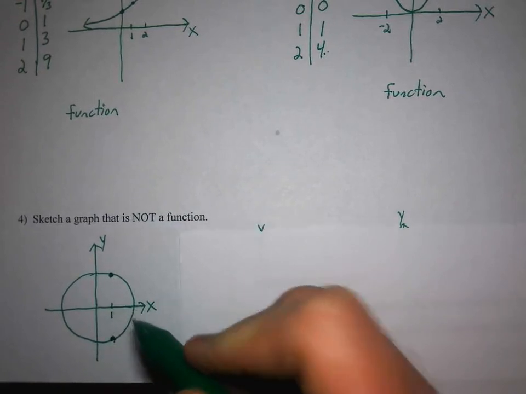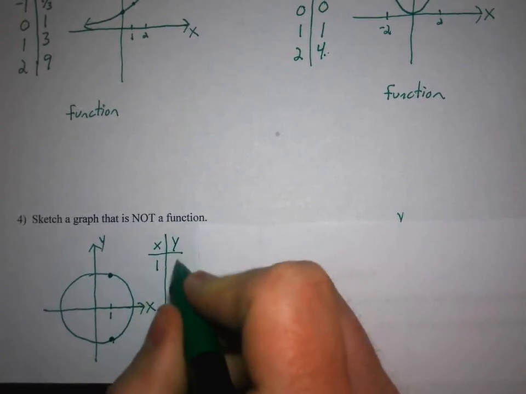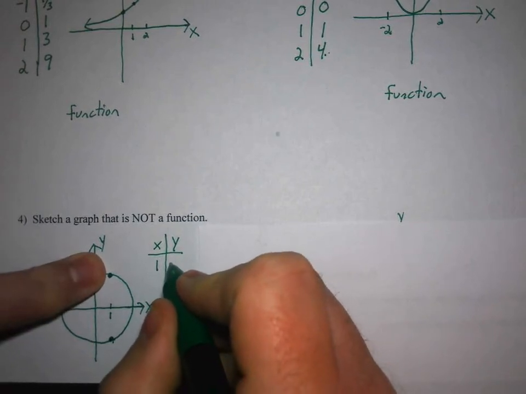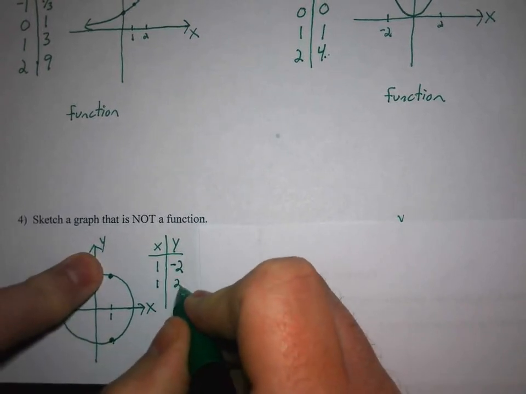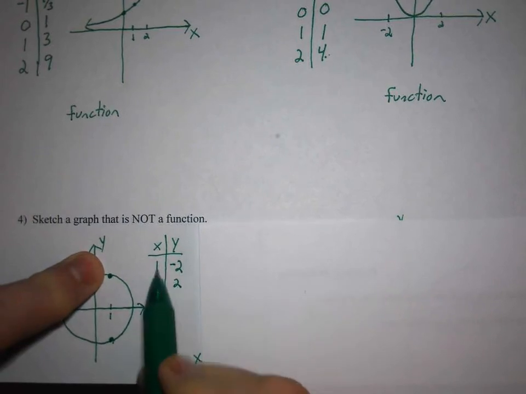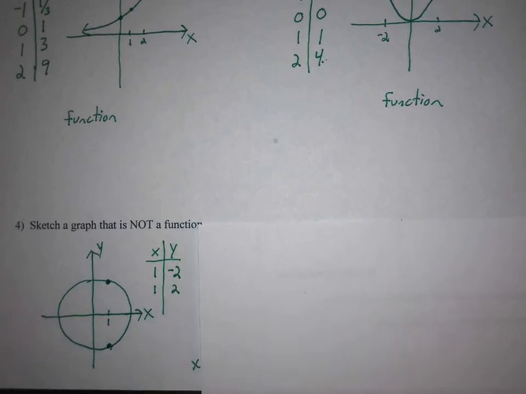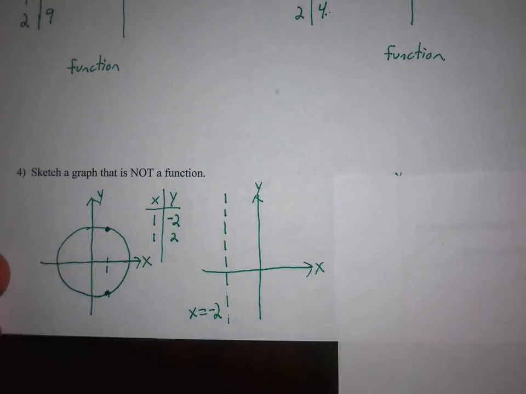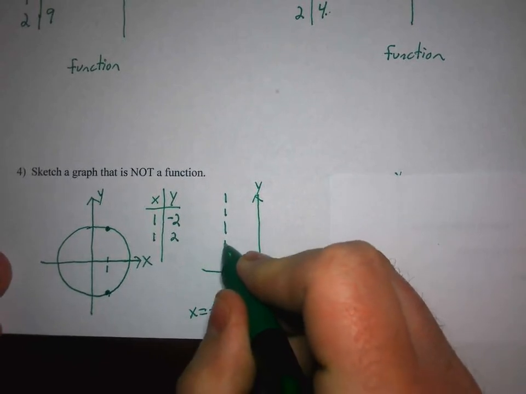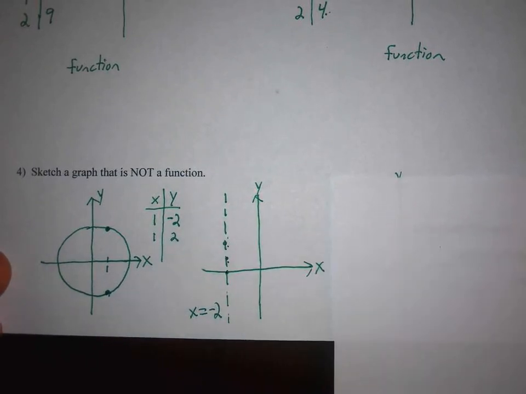In a table of values, when you fill in your x value, when x equals 1, your y value might be -2 down here, and when x is 1, you might get a +2 up here. So if x equals 1, there are two different answers you can give me. That is not a function. Another example would be a vertical line. When you draw a vertical line such as x equals -2 and plot points on that line, if x equals -2, we get several different answers for y. So that is not a function.